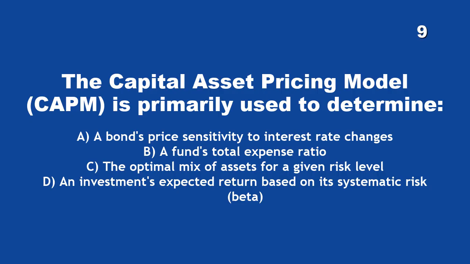The capital asset pricing model, CAPM, is primarily used to determine Option A, a bond's price sensitivity to interest rate changes. Option B, a fund's total expense ratio. Option C, the optimal mix of assets for a given risk level. Option D, an investment's expected return based on its systematic risk, beta. The correct answer is D, an investment's expected return based on its systematic risk, beta.